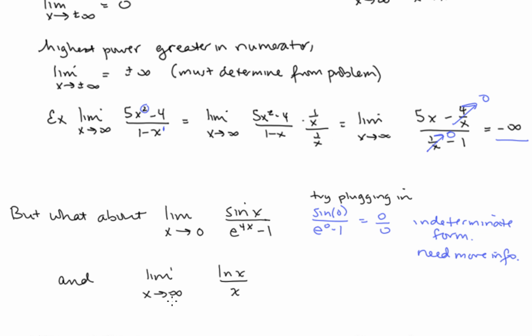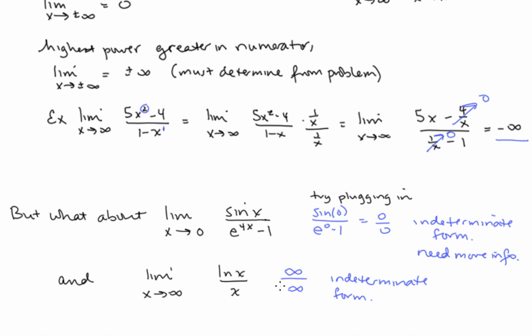Similarly here with x going to infinity, we know that as x goes to infinity, ln x goes to infinity, and also x is going to infinity, but again, this is an indeterminate form. Because here we need to find out if the numerator or the denominator is going to infinity faster, and how much faster. If the numerator goes faster, then this limit could be infinite. If the denominator goes faster, this limit could be 0.